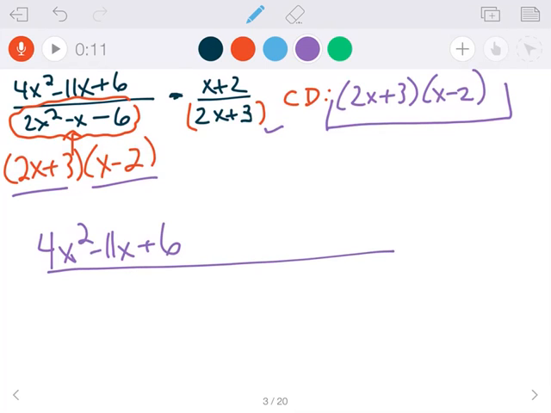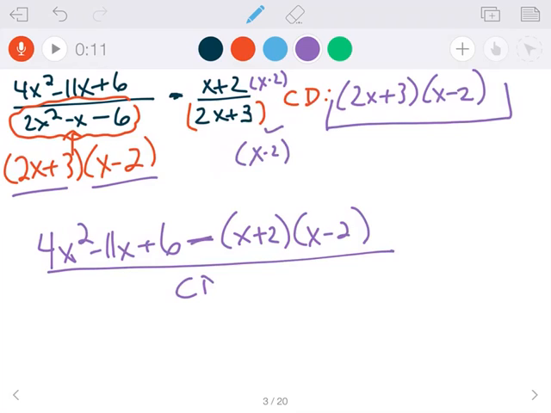But we do need to multiply the second fraction by x minus 2 because that's missing. So we need to multiply by x minus 2 here and x minus 2 here. So that means we'd have x plus 2 times x minus 2 all over our common denominator of 2x plus 3 times x minus 2.